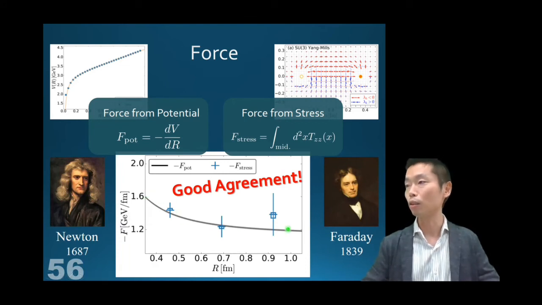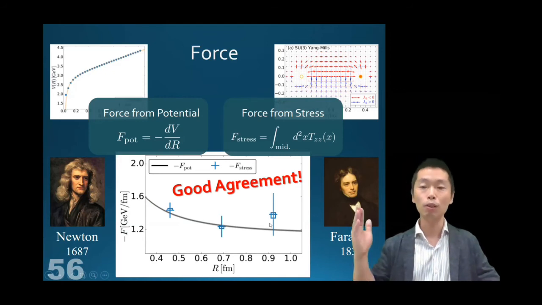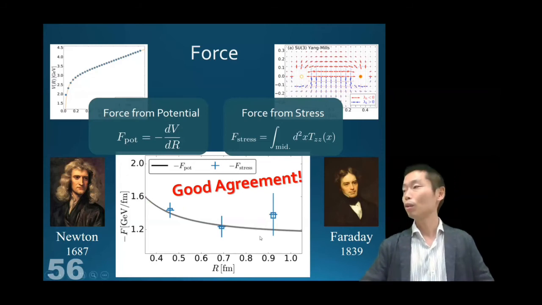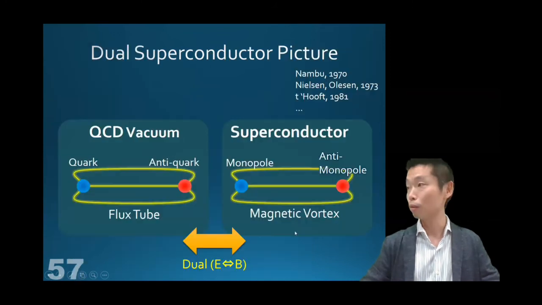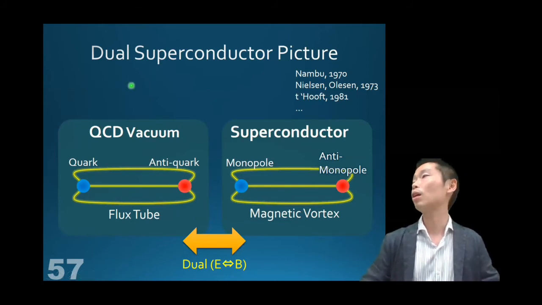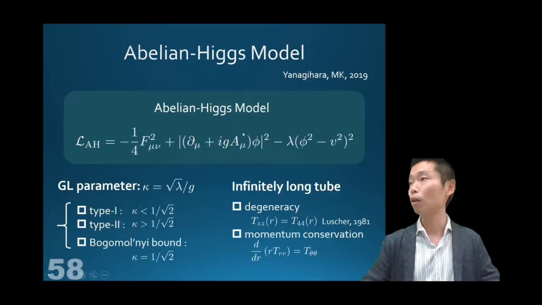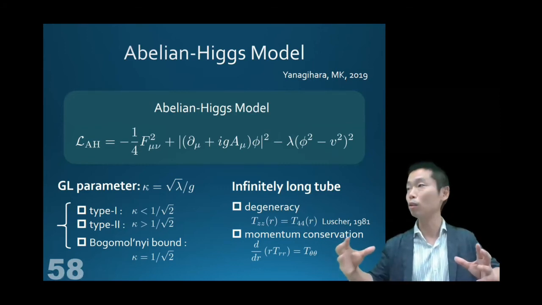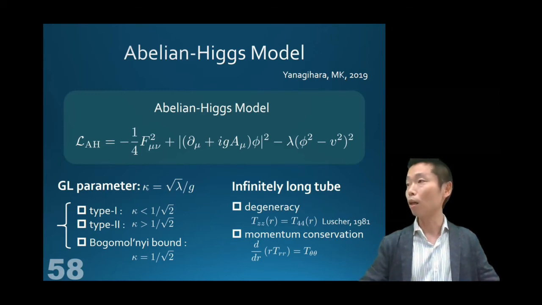The comparison between these two forces is shown here. This black line shows the force obtained from the derivative of the potential, while this blue point shows the force obtained by the surface integral of the stress. As you see, the two forces agree well. So this is again a good result. Then we further studied this stress tensor by employing a model. We consider the dual superconductor picture, and we studied the Abelian-Higgs model, and we constructed the magnetic vortex in the classical theory, and then we calculated the energy momentum tensor.